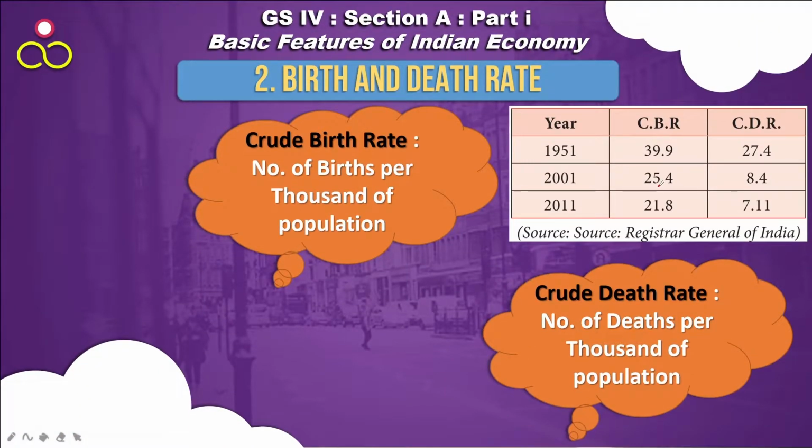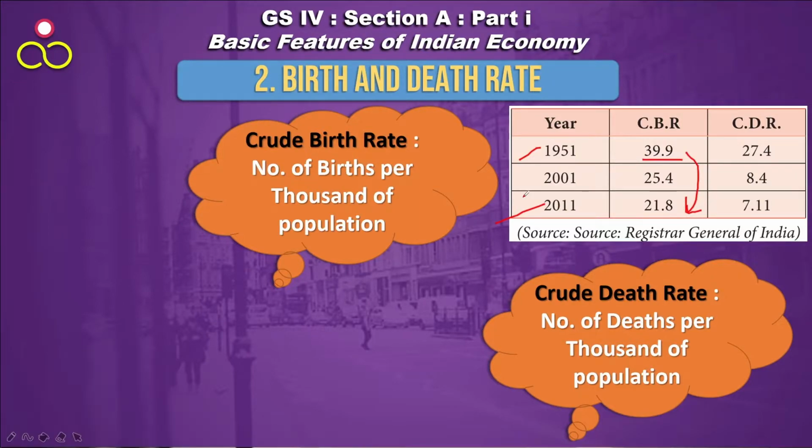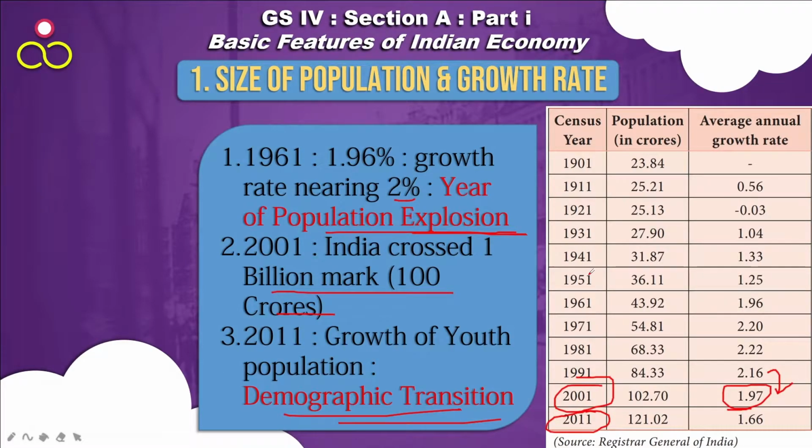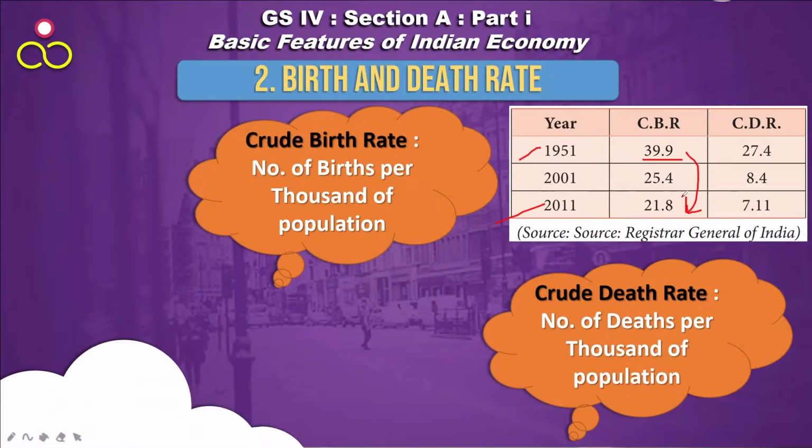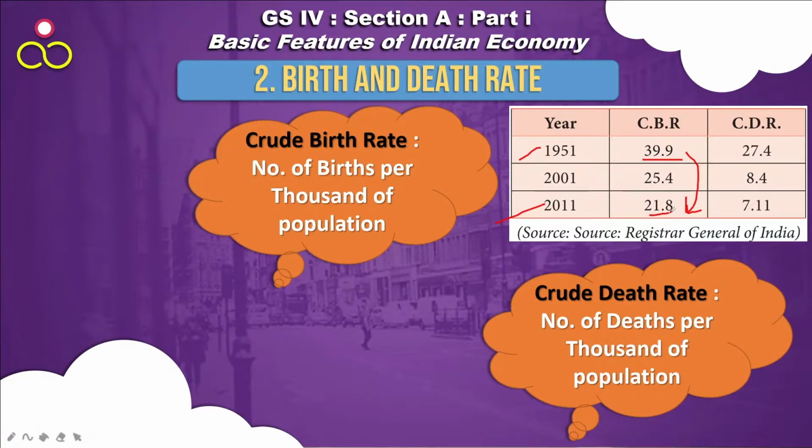Now coming to the next, birth and death rate. From 1951 to 2011, the birth rate reduced from 39.9 to 21.8. You should always relate the birth rate with the growth rate. In 1951 1.25% was the annual growth rate, and in 2011 it is 1.66%. Now the birth rate reduced from 39.9 to 21.8, but the death rate also reduced from 27.4 to 7.11. What are basically birth and death rates? It's the number of births or deaths per thousand of population. This impacts totally the total population and the growth rate of the country.